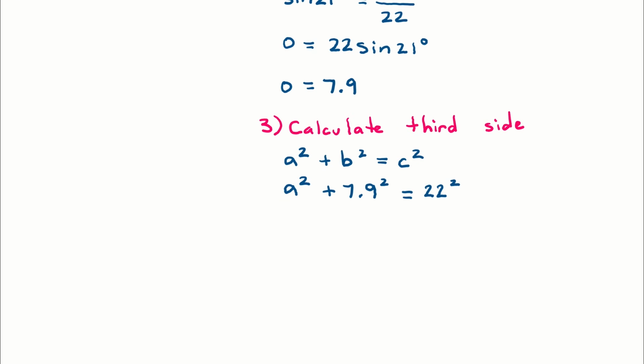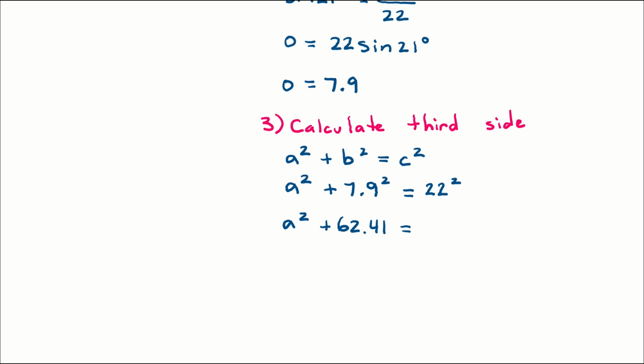Let's calculate that. So 7.9 squared works out to approximately 62.41. 22 squared is equal to 484. Now we can isolate for a squared by subtracting 62.41 from both sides, and that will give us a squared is equal to 421.59.